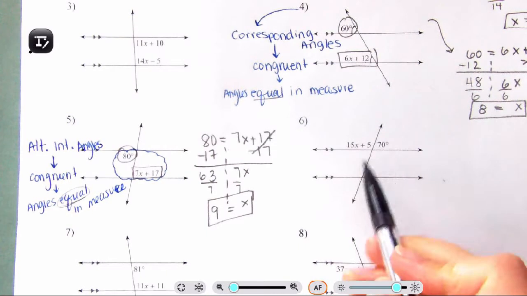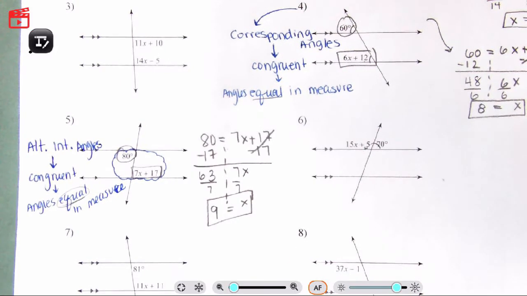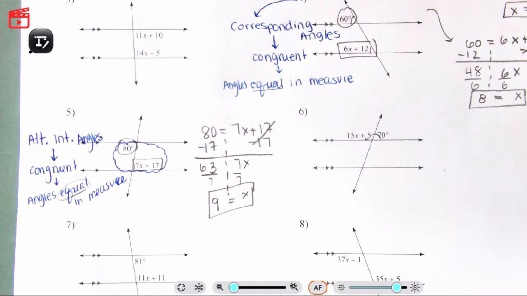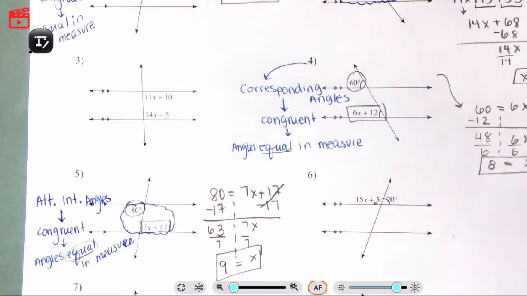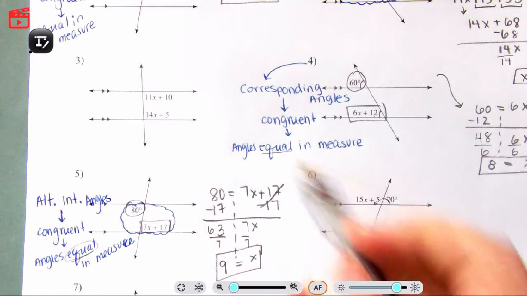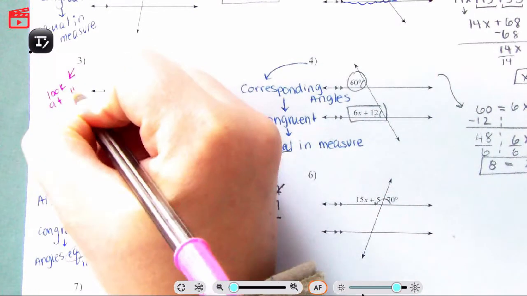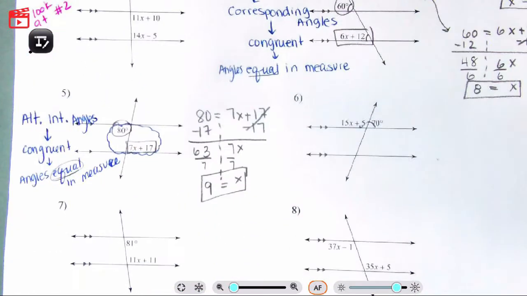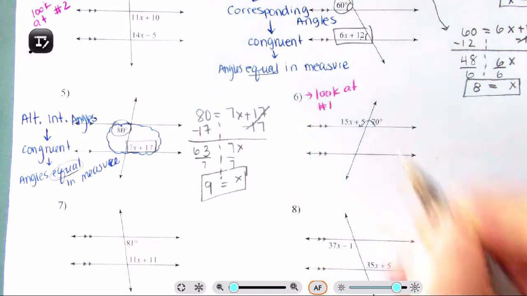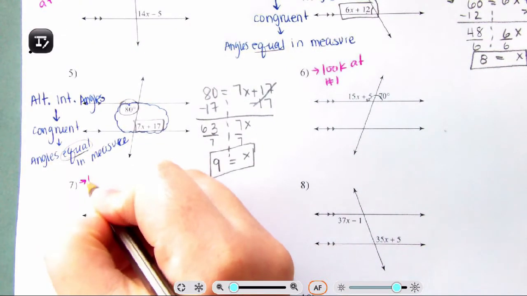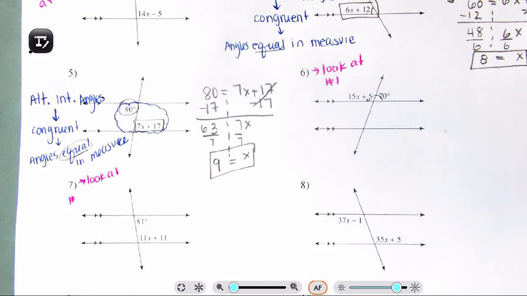Number 6, again, you have two angles that form a line. Those are a linear pair. You're going to look at number 1, exactly the same thing. Number 7 is like number 2. For number 3, I want you to solve this on your own, and you're going to look at number 2. For number 6, you're going to look at number 1. For number 7, you're going to look at number 2.